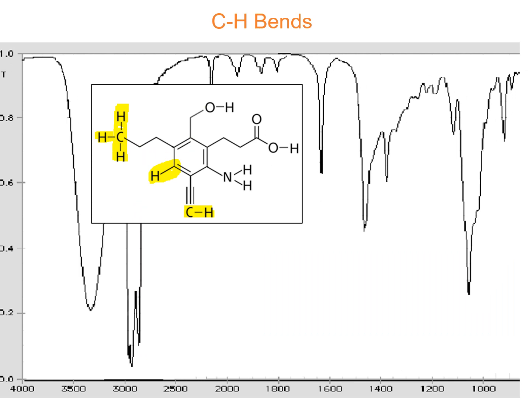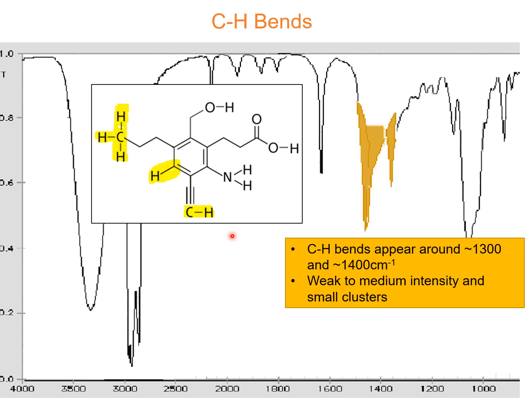Now coming to CH bends. Usually stretching requires more energy, so they come at higher values. Bending requires lesser energy, so they come at lesser wave numbers. CH bends also appear in the form of clusters, but the intensity is low compared to the stretches. They appear around 1300 and 1400.